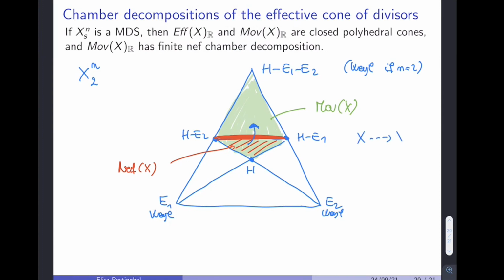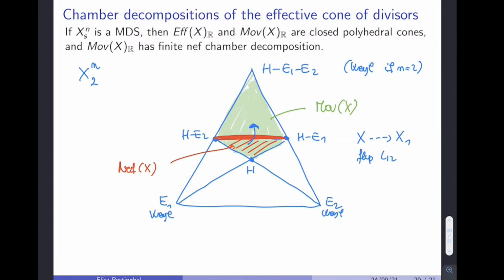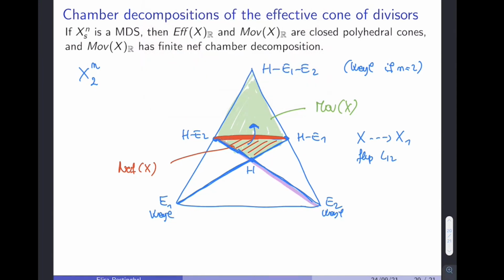So I can consider the flip of X along the line through 2 points, and there is a unique line through the 2 points. And somehow what I want to say is that the Mori chamber decomposition of the effective and of the movable cone is induced by a hyperplane arrangement in some sense, in the sense that I have only 3 hyperplanes. So I have these 3 hyperplanes.